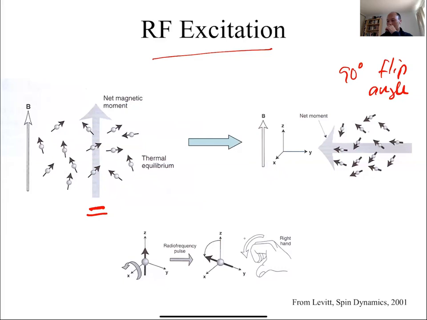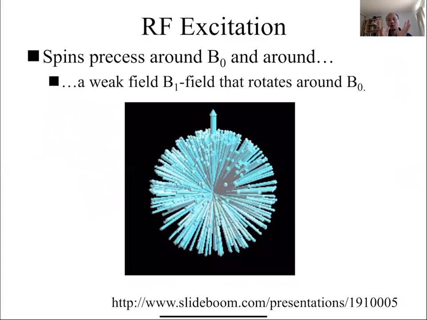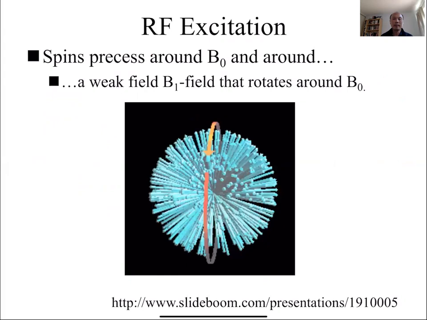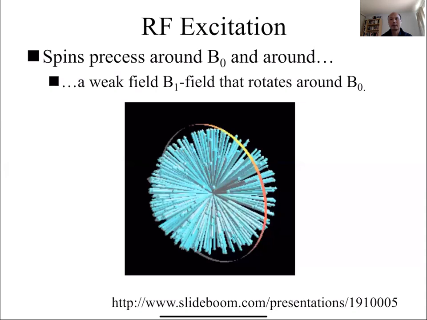This is a picture of what it looks like. Each arrow is its individual spin, but the net is coming up with this net magnetization. And the idea is we're trying to get that net magnetization, so everything is precessing around the field, to go away from its equilibrium position into some other position. Okay, so that's the process of RF excitation.